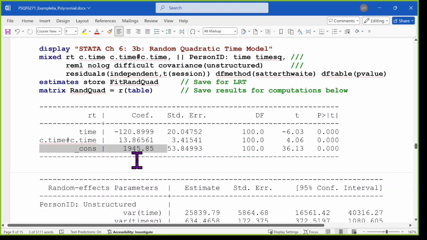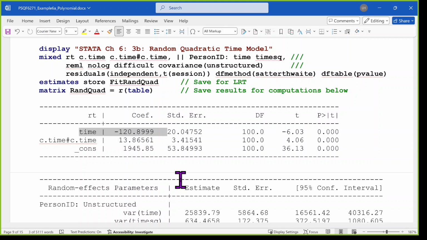Yes, so 1945 is the expected response time at session 1, which is time 0 here. It is not the exact mean at session 1, it is the mean that is predicted by the function. So it has room to be wrong, since we have 6 occasions and only 3 fixed effects. Minus 120 is the linear slope. What does that one mean? Fixed linear time slope of minus 120. What does that tell us?